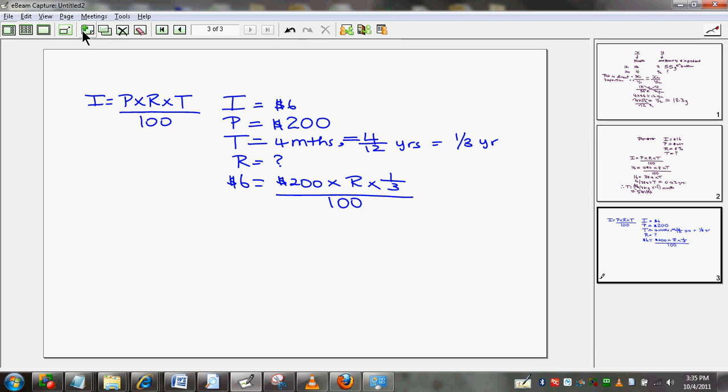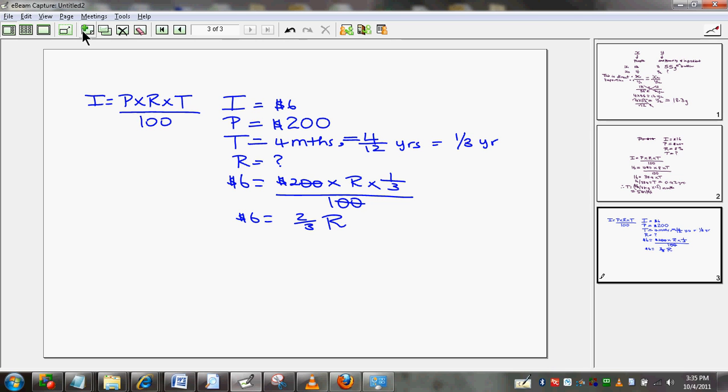So what we're going to do next is evaluate what 200 divided by 100 times a third is. That'll be 2 multiplied by a third, which is 2/3. So $6 is equal to 2/3 R.